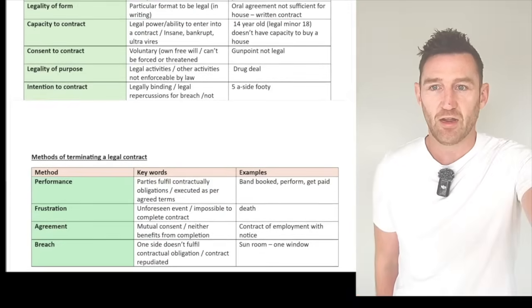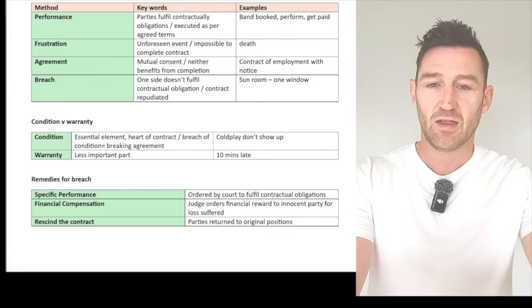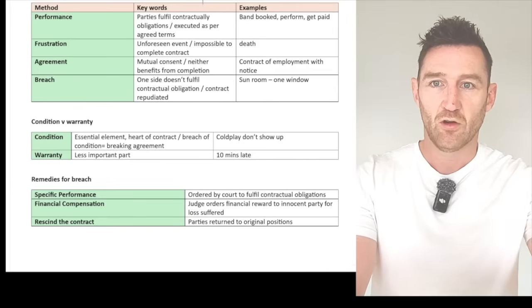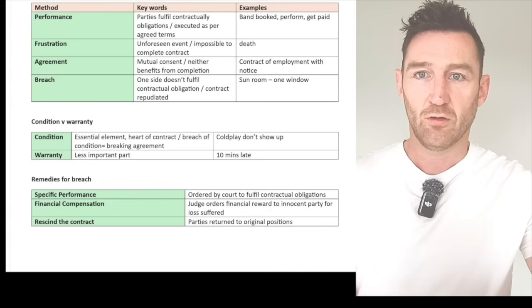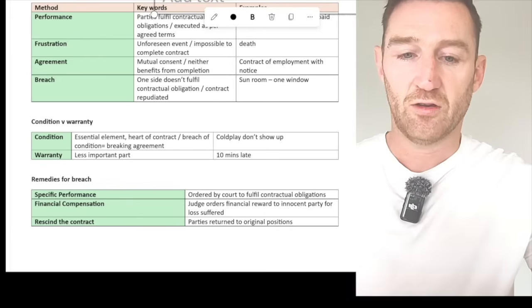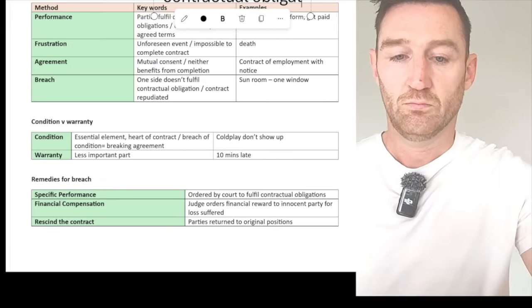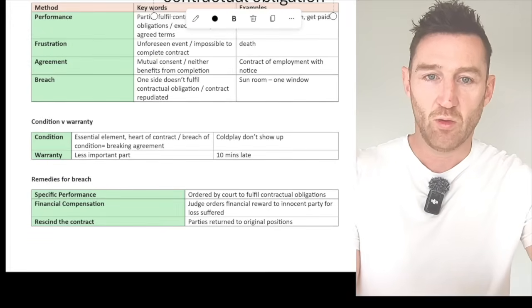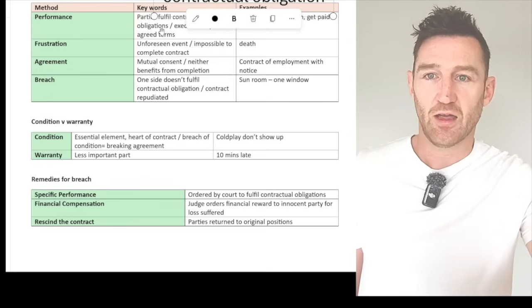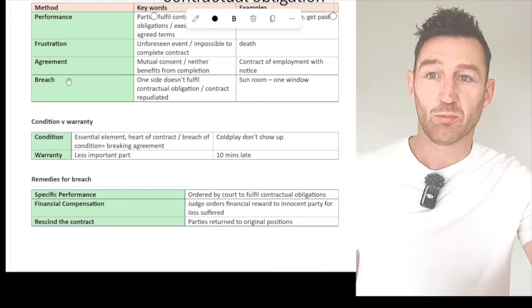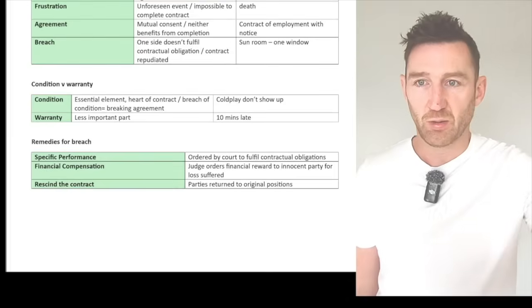Methods for terminating a legal contract. When you're thinking methods for terminating a contract, a really good thing to have in your head is the words contractual obligation. If you look how often that crops up here, just think contractual obligation. You're going to mention that with performance, where both parties fulfill their contractual obligation, and you can also use it down here with breach, where one side doesn't fulfill their contractual obligation. So that's a good term. You can use it in two different places there.